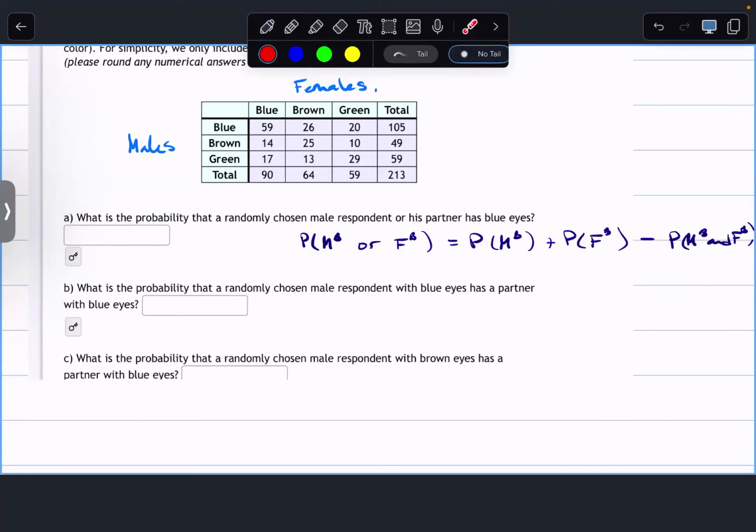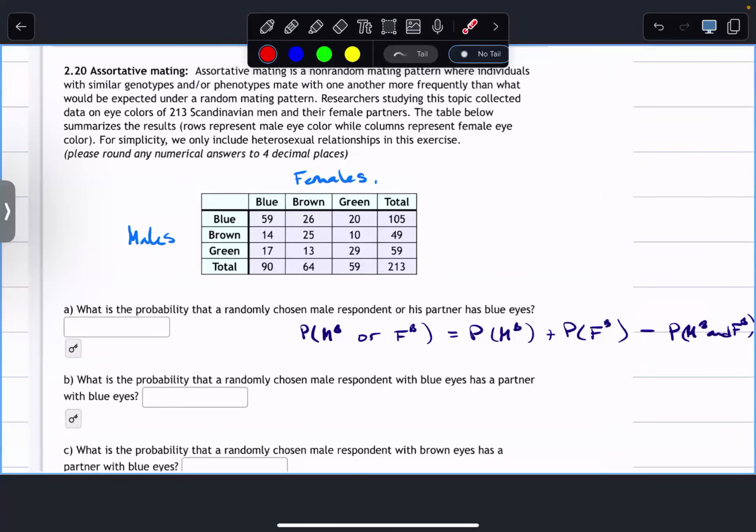You could do that, right? All those counts are going to be out of 213 in this case, because that's the grand total. I'm not going to do that. I'm just going to use the counts, because I said the probabilities and the counts behave the same way, but this is where we get the formula from. And so what can you do? You've got males with blue eyes, there's 105 of them. And then females with blue eyes, there's 90 of them. So you could do 105 plus 90, but what's the problem? You counted this 59 twice, right? So you have to subtract that overlap.